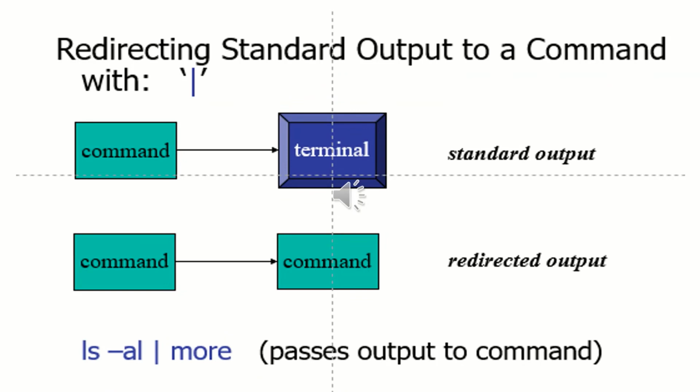Here we are redirecting standard output to a command with the pipe symbol. The pipe is used to combine two commands so that they execute one after another. The first command is executed and its output is passed on to the next command. For example, ls -al pipe more passes the output to the corresponding command: first it executes and displays, then the output goes to the next command.